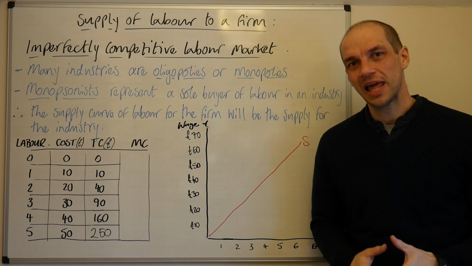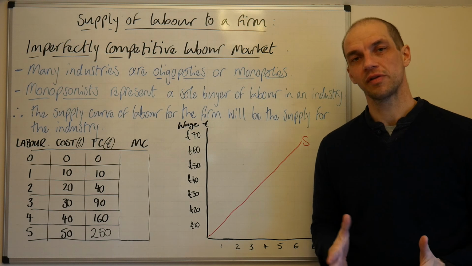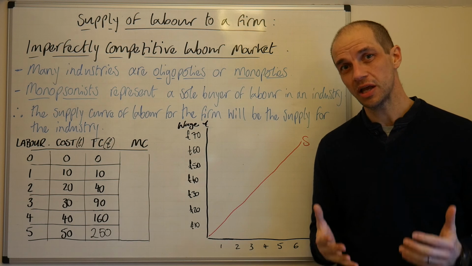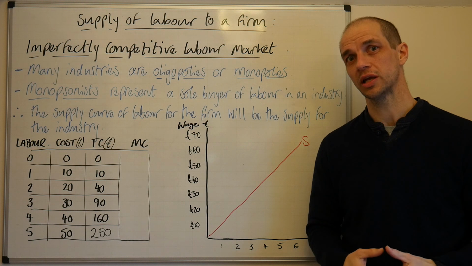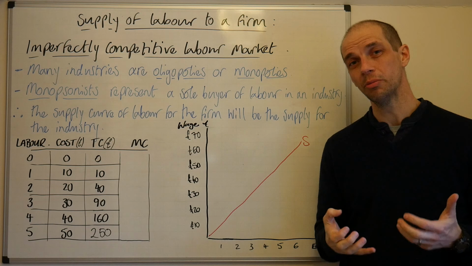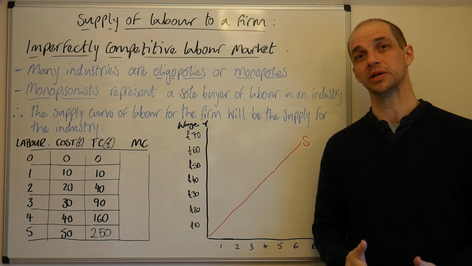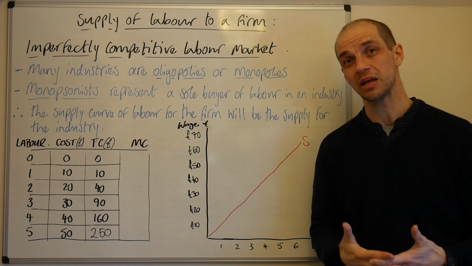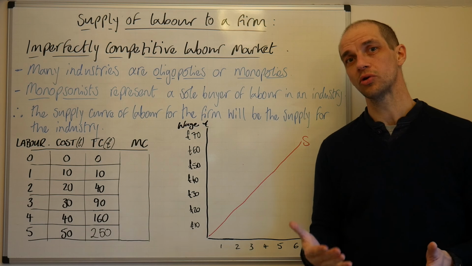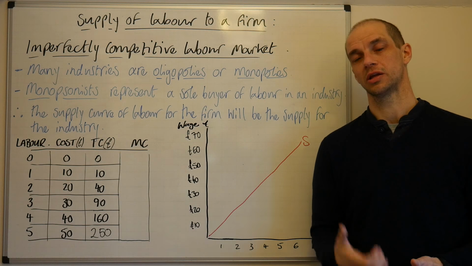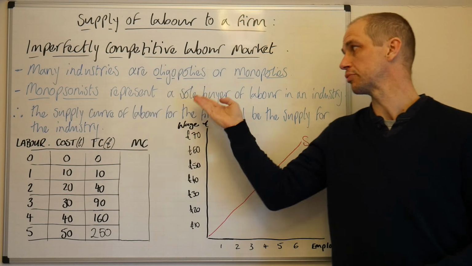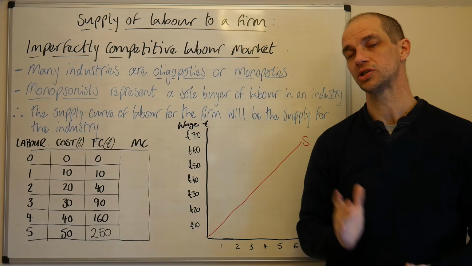Hi everyone, so let's now focus on the supply curve of labour for imperfectly competitive labour markets. These imperfectly competitive labour markets will be monopolies and oligopolies. They will be dominant, wide-scale employers of particular types of labour in an area. A great example is a so-called monopsonist, that is a sole buyer of labour. Monopsonists represent a sole buyer of labour in an industry.